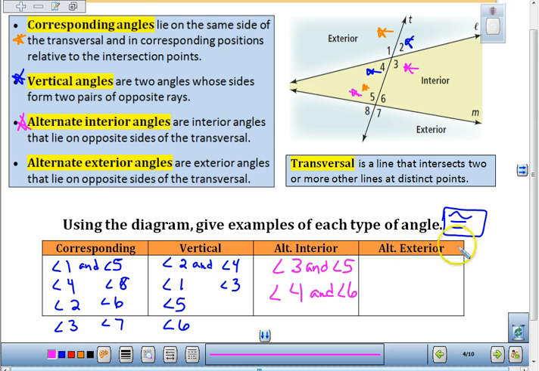The last type is alternating exterior. We can see our exterior is blue here. So if we were looking at those being alternating exterior, we're going to use red on our picture. So red is alternating exterior. If I look at angle 7, the other ones that are exterior are 8, 2, and 1. What's on alternating sides of the line would be 1 and 7. So we're going to have angle 1 and angle 7. We would also have angle 2 and angle 8.